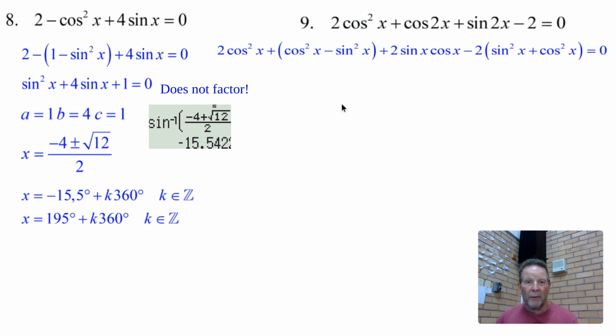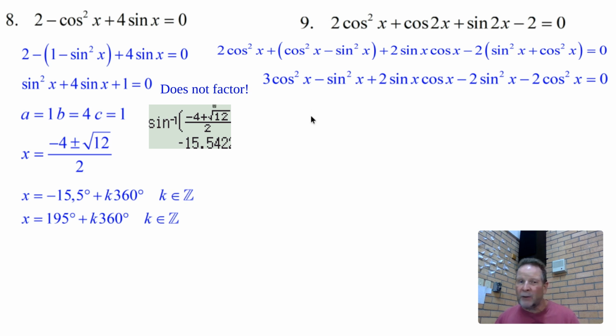2 cos squared plus cos, oh yeah, what is it? Cos 2x is cos squared minus sine squared. Well, that gives me 3 cos squared. And there's minus sine squared. There's my 2 sine x cos x. Now, why did I have to change this to a number? Because it's got to be sine squared and sine cos x. It's the only way this thing can work out.